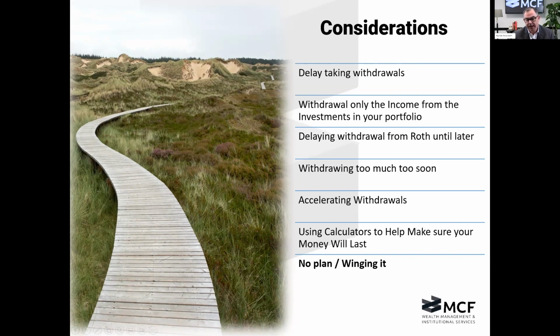Are you withdrawing only income from the investments of your portfolio? Meaning, instead of reinvesting dividends back into the portfolio, are you living off those? Are you going to delay withdrawing from a Roth until later, or are you going to take it up front? You've got to worry about how much you're taking out of these accounts. Withdrawing too much too soon is obviously a consideration, not necessarily of whether you should leave it in the IRA or the 401k, but in general, to make sure that you don't run out of money too soon.